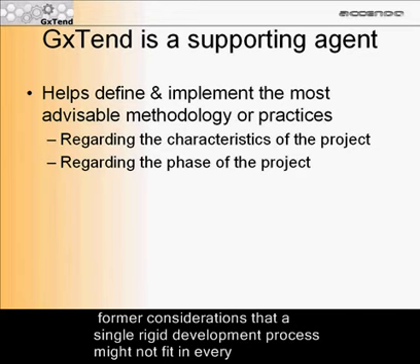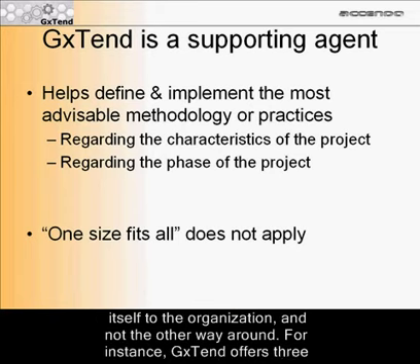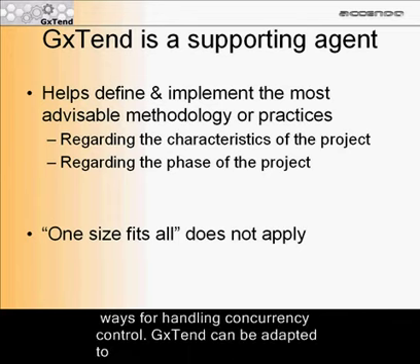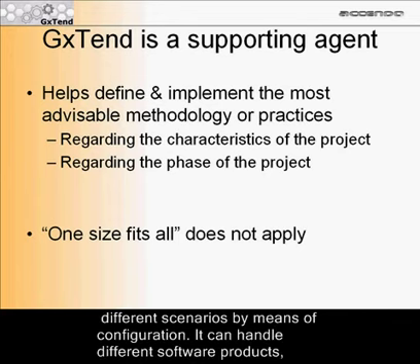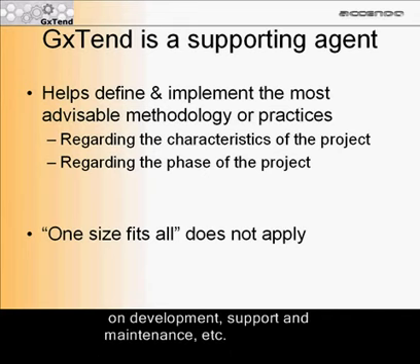It is implicitly stated in the former considerations that a single rigid development process might not fit in every organization, every project, or every phase in the development life cycle. The tool must adapt itself to the organization and not the other way around. For instance, GxTend offers three ways for handling concurrency control. GxTend can be adapted to different scenarios by means of configuration. It can handle different software products, different versions, several customers with customizations, and several developers working on development, support, and maintenance, etc.